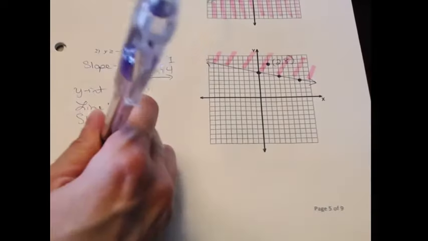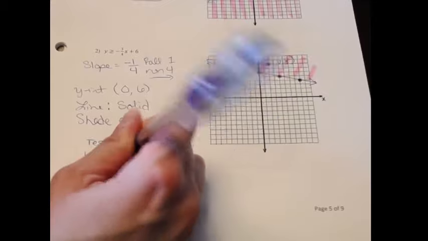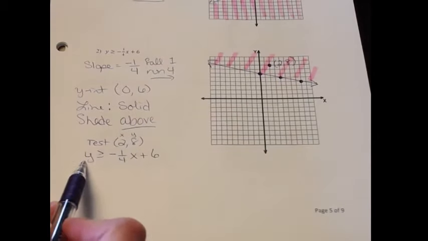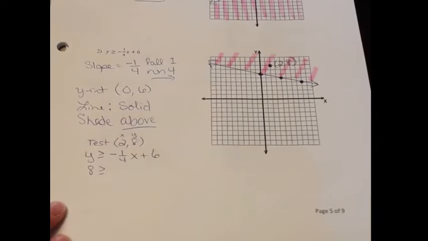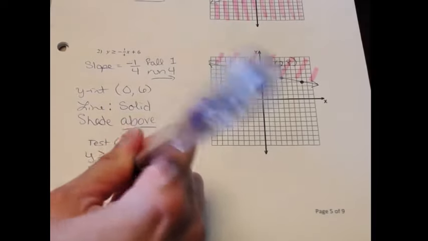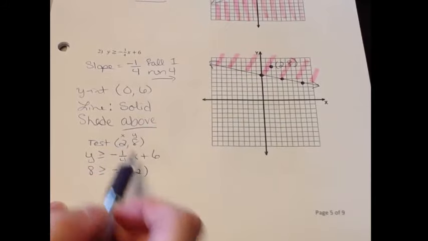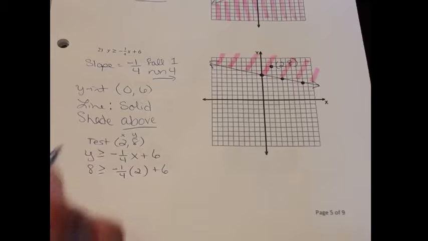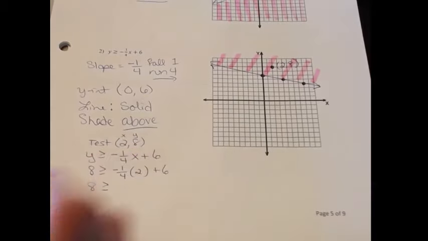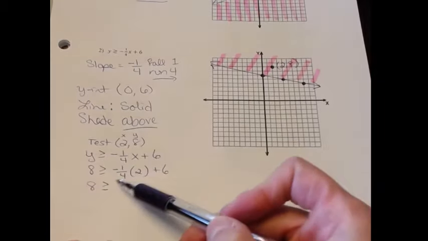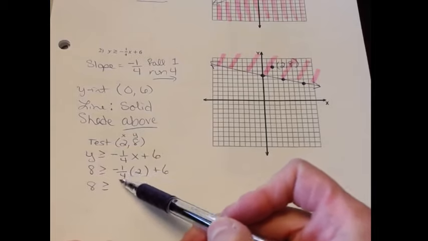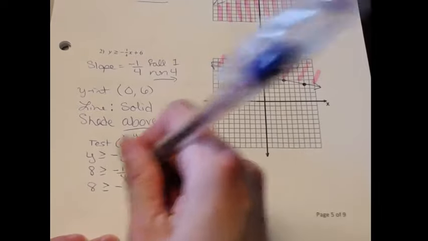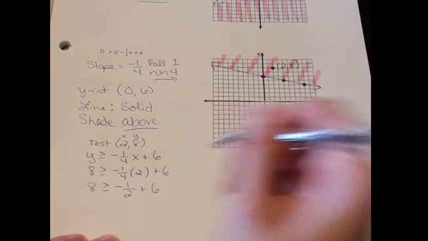So I have y is greater than or equal to negative 1/4 x plus 6. Y in this case is going to be 8, greater than or equal to negative 1/4 times 2, because x is 2, plus 6. So let's do the math. 8 is greater than or equal to, now I want you to consider we can reduce here, 2 into itself once and into 4 twice. So if this becomes a 1 and this becomes a 2, that leaves me with negative 1/2 plus 6.